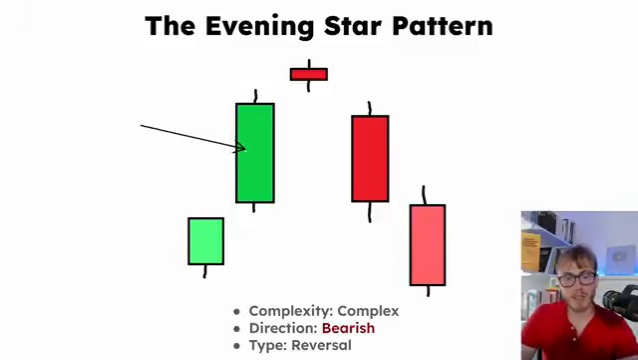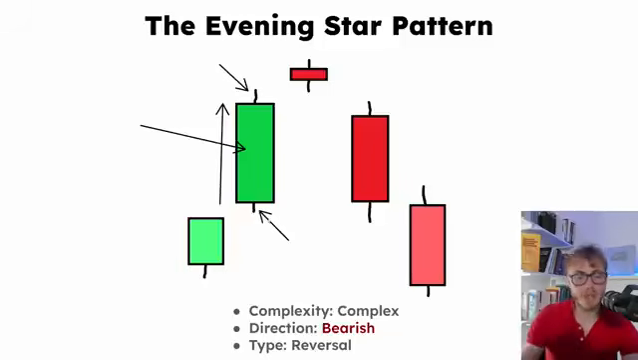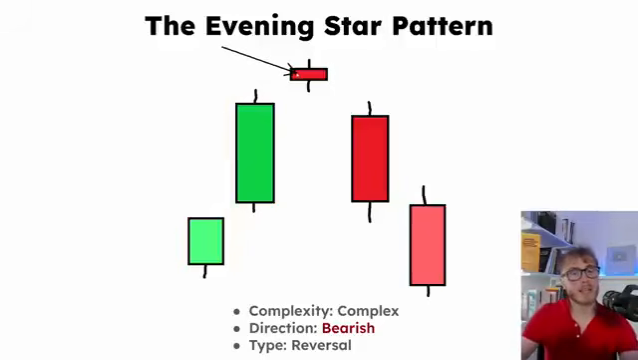The first candle of this pattern is a strong green one. So we want to see a long body here, and we can also see some wicks. The important part about the first candle is that we have a long green body. The next candle is a candle with a small real body. So in this case, you can see that we have a very small real body here. We can also have both lower and upper wicks. This is not super important. The most important part here is that we have a small real body.